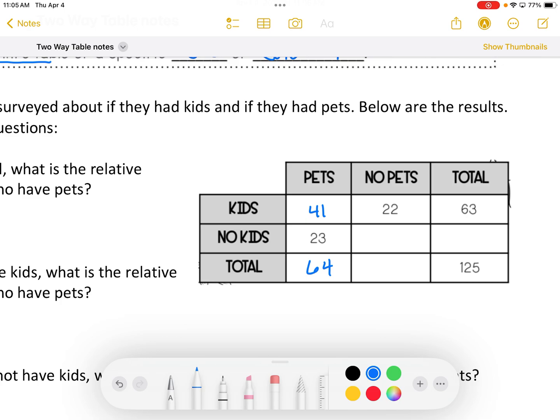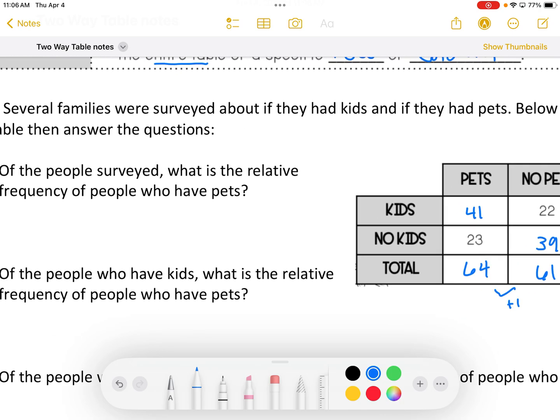For no kids total, we could subtract 125 minus 63, which would give us 62. For no kids, no pets, we could subtract 62 and 23, which would give us 39. And then total no pets, we could add 22 and 39, which would give me 61. Quick double check, if I add 64 plus 61, I should get 125, which I do, and that tells me that all of my calculations for the table were correct.